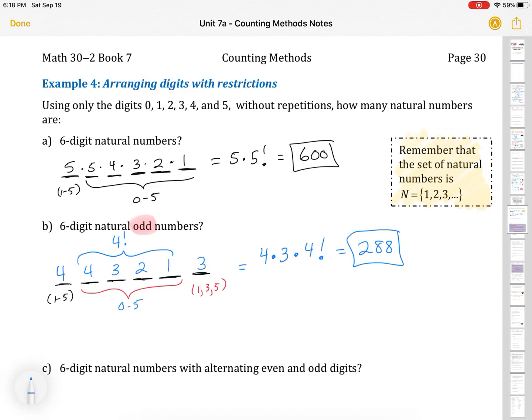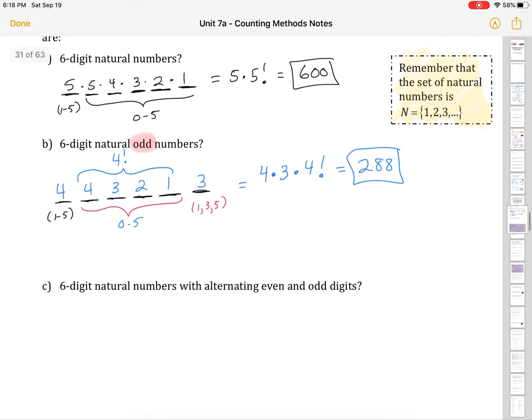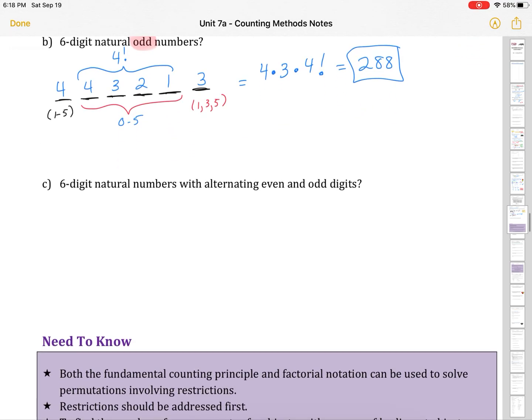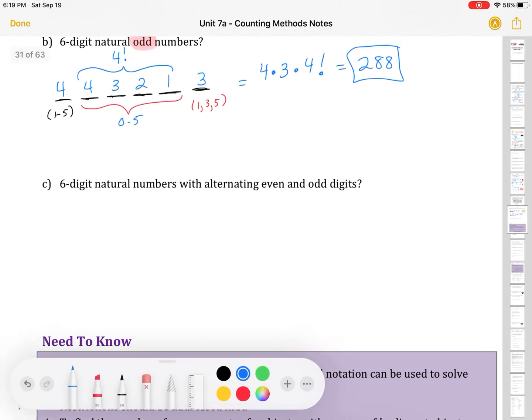So you have to think about the order you do that. If you started by assuming for that first digit that you had 5 choices, you wouldn't account for the fact that you have to use one of those 3 odd numbers for your last digit. So you actually have to start with whatever restriction is going to limit you first. Let's do one more example, and then it's practice.